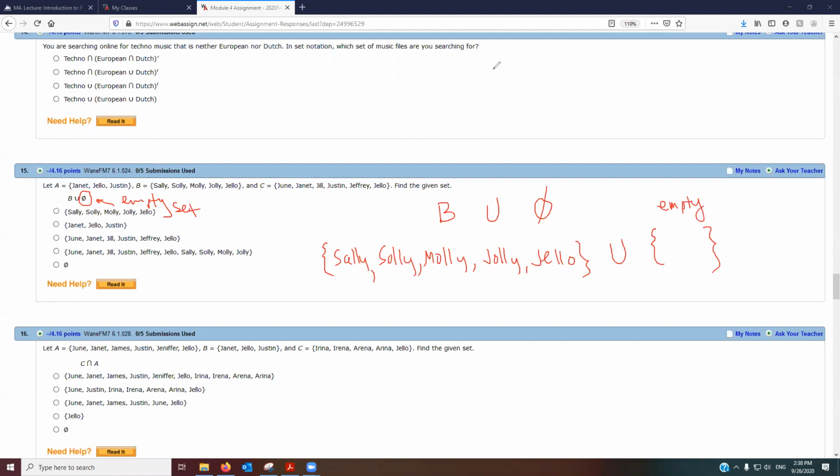Well, remember what union really is asking you to do. Union means join together all of these two sets. It really says take all of these elements and combine them with all of these elements. But you can probably see this is just going to take you back to set B. Because if I join together all the elements of set B with nothing, well, that's just getting me back to set B. So really, they're asking me to just repeat set B here. So looks like it's this first answer here, set B.